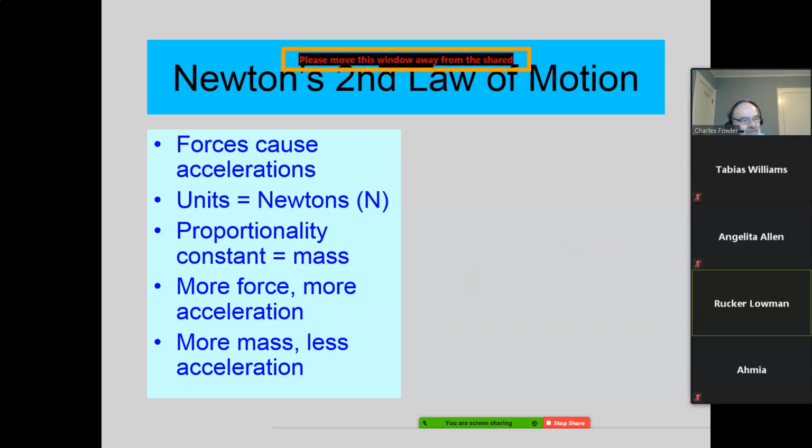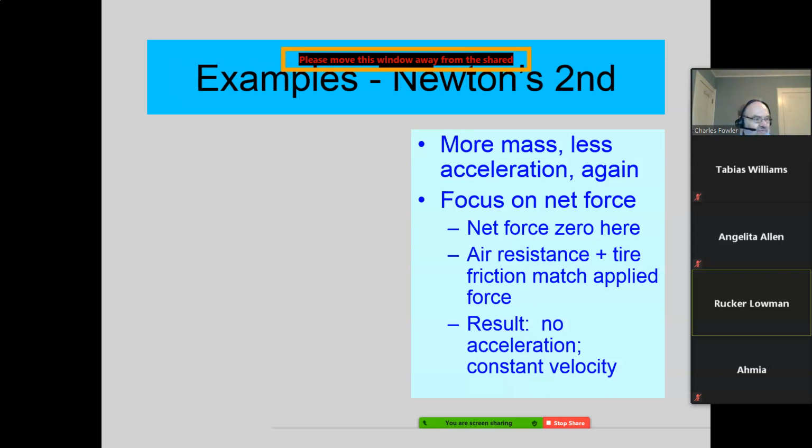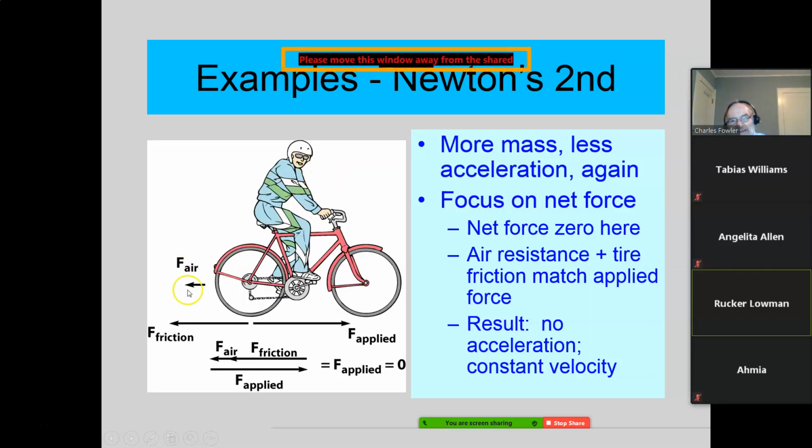Now, I think there is where they talked about the units. They're not talking about them here, but I just did it on my last slide. So, here are some examples of Newton's second law. I think they leave some out here. But remember, more mass, less acceleration if there's a constant force. So we focus on the net force, and here's the guy riding his bicycle.